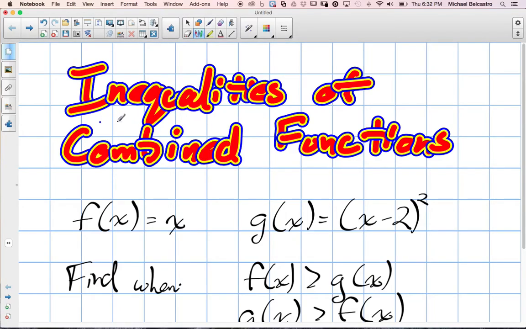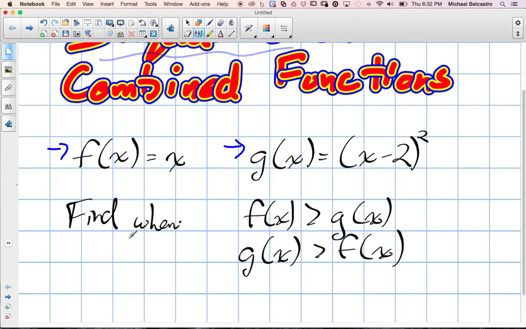Inequalities of combined functions. They've given us two functions, f at x and g at x, and they've asked us to find when f at x is greater than g at x, and vice versa, when g at x is greater than f at x, which we'll discover we can really do all in one mathematical move, I guess you would call it.